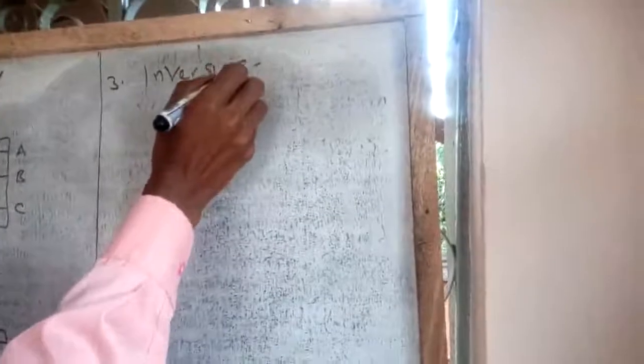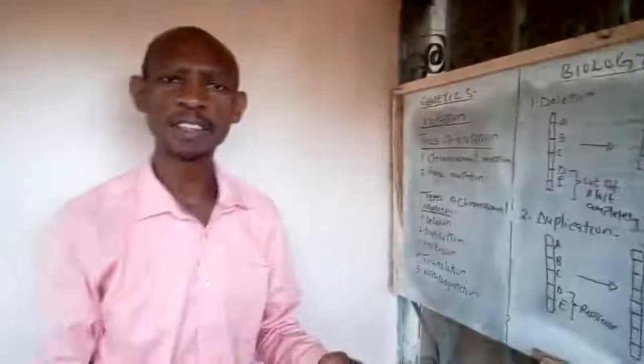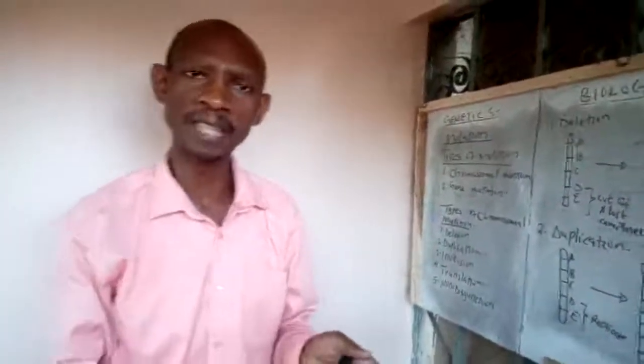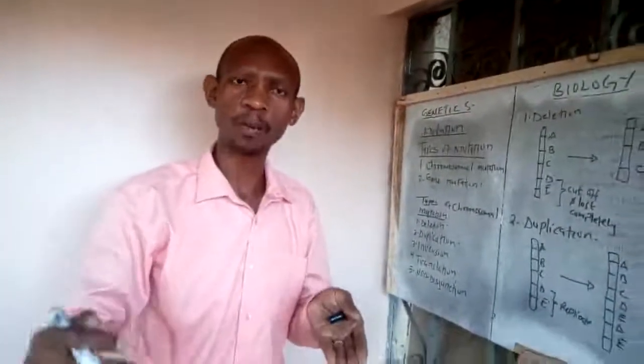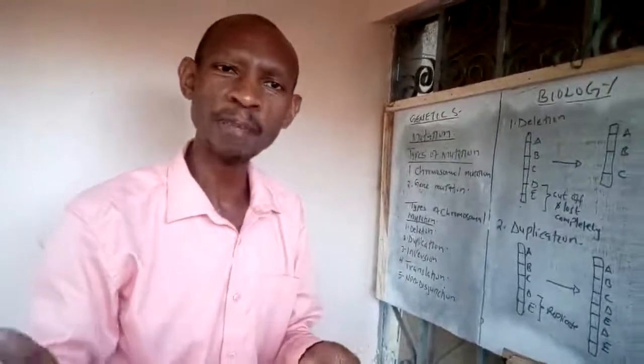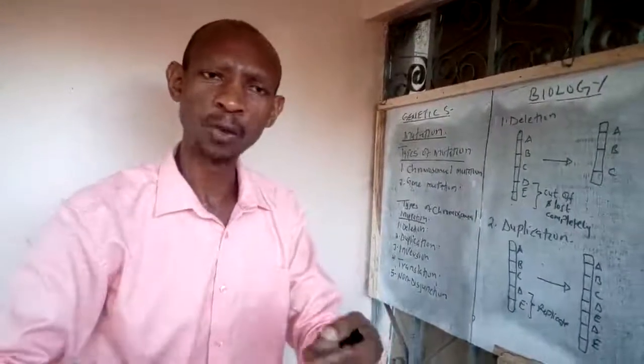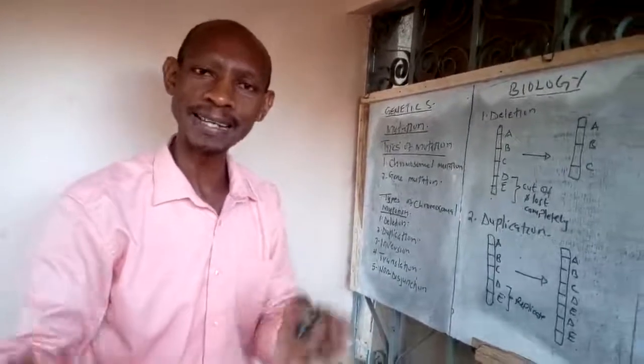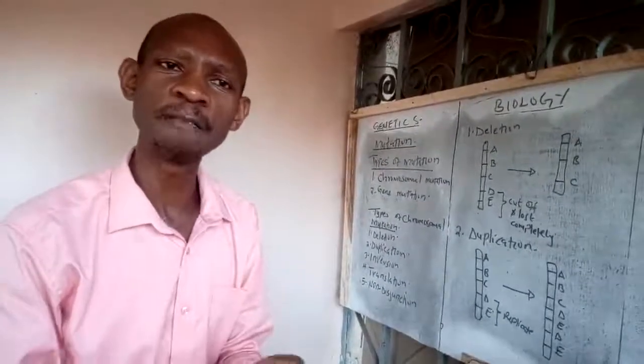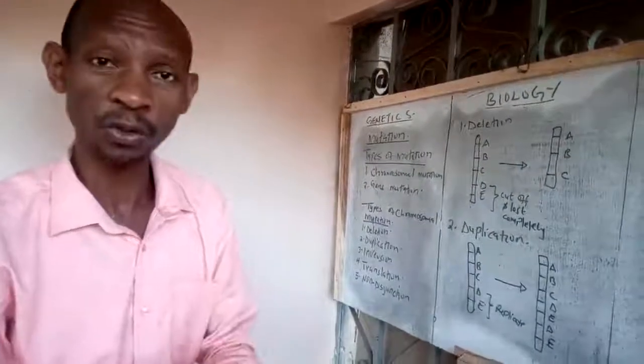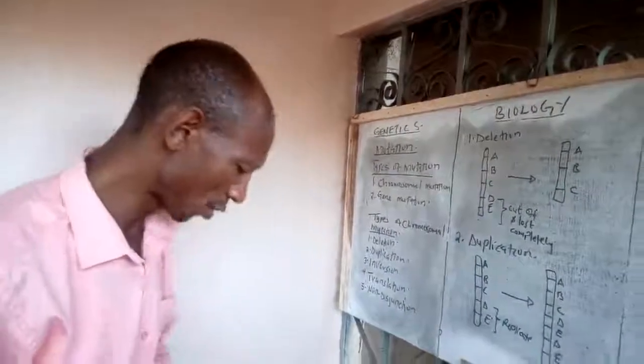To the third one, I'm going to look at inversion. As far as inversion is concerned, a given section of a chromatid breaks at 2 points. Chromatids will break at 2 points, and the middle piece normally rotates through an angle of 180 degrees, and on rejoining it reverses the gene, and therefore this is also a basis of chromosomal mutation. And therefore I can give an example.